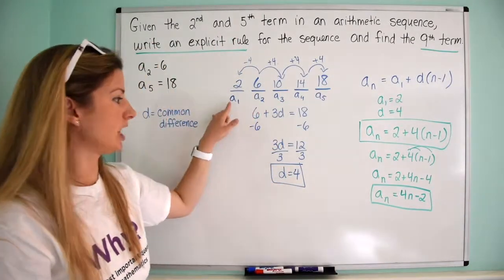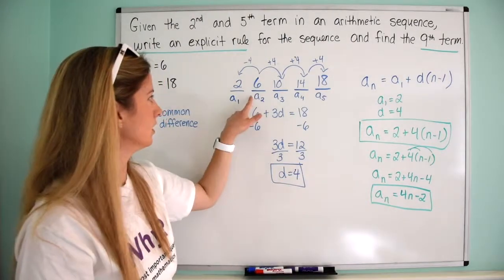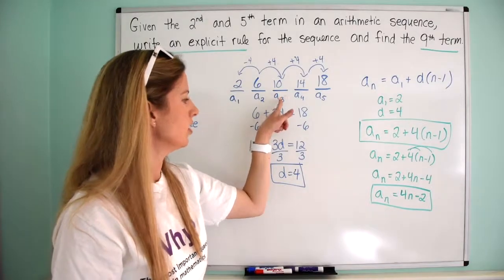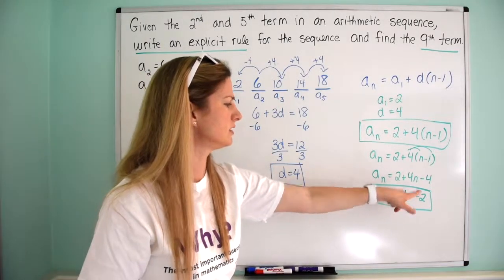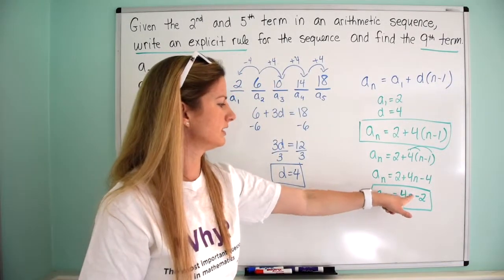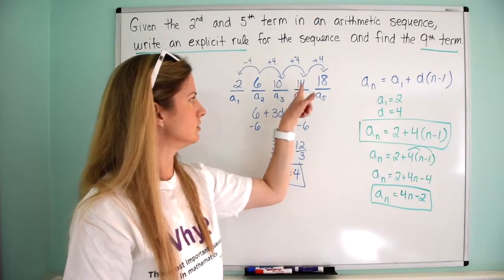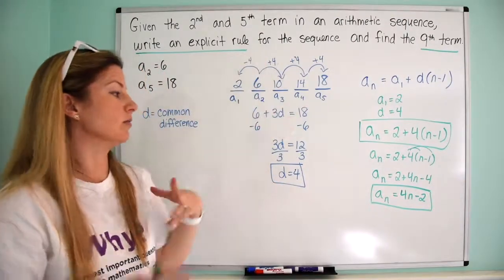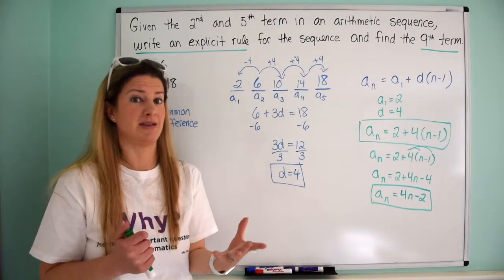And if we want to quickly check, we plug in 1, we get 2. Good. We plug in 2 for the second term. That's going to be 8 minus 2 is 6. Good. We plug in 3 for the third term. That's 12 minus 2. That's 10. Perfect. 4 times 4 is 16. 16 minus 2 is 14. Good. And 5, 20. 20 minus 2 is 18. So we know we did it right. And I always recommend you do check that, okay?